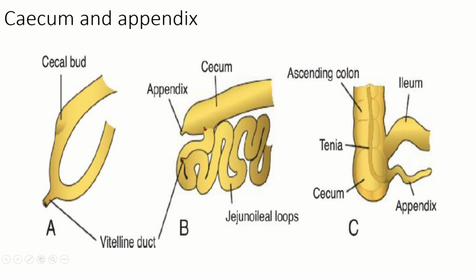So here you can see the growing cecal bud, and there is unequal growth. The right side grows more and the left side grows less, pushing the appendix, which was present at the distal part of the cecal bud, more towards the left side, just below the ileocecal junction. So the distal part of the cecal bud forms the appendix and the proximal part forms the cecum. In the development of the cecum also, the right part of the cecal bud grows more and the left part grows less.